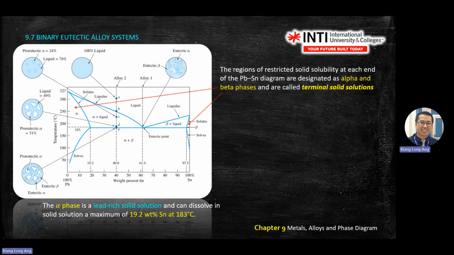Wait, percent. This one, concentration. The one we learned in chapter 2. Chapter 2 or chapter 3. Okay, all right. Then the beta phase. Beta phase is a tin-rich solid solution.